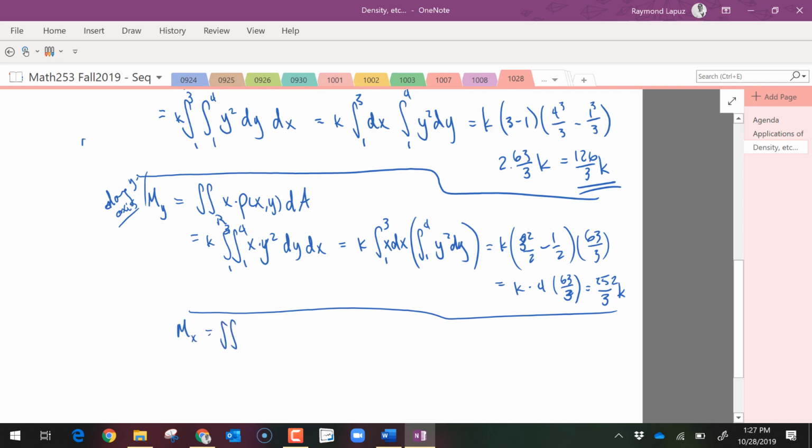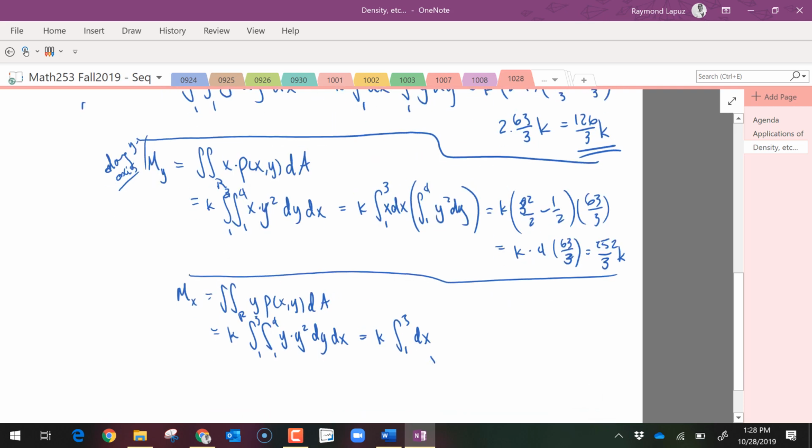MX. This is over the region. This time it's y times rho of x y dA. So that's k, double integral of y times y squared dy going from 1 to 4, x going from 1 to 3. So split this up again. Integral from 1 to 3 of just dx. We know that that's going to equal 2. Was it 2? Yeah. And then this time we're going to integrate y to the third from 1 to 4. So y to the fourth over 4, we put 4 in there. 4 to the fourth over 4 minus 1 to the fourth over 4.